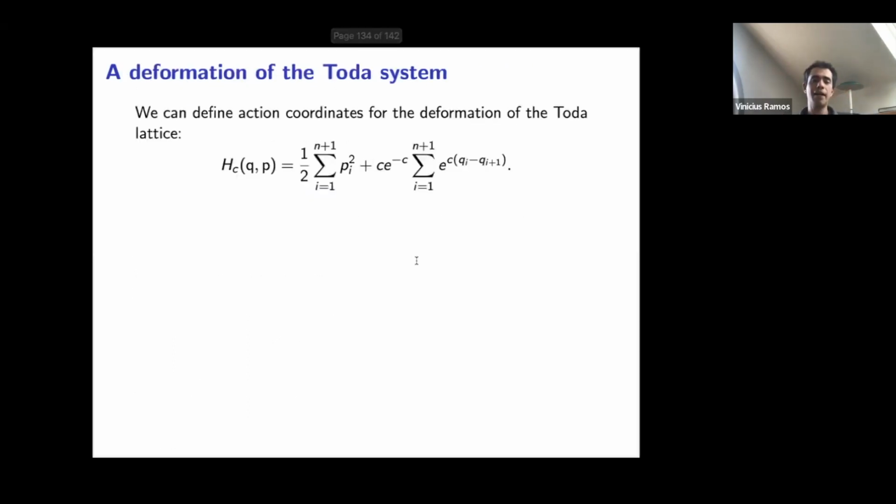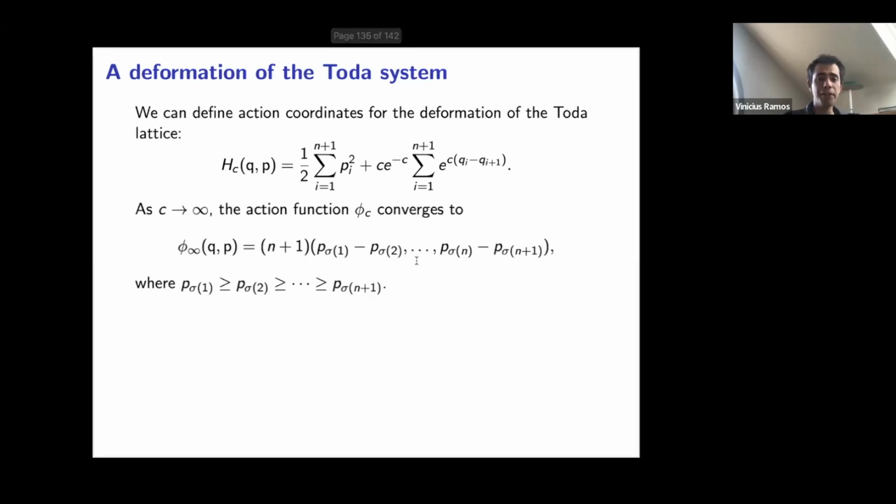Finally, what we need to do now is to do that for the deformation of the Toda lattice. That was the action angle coordinates for the Toda lattice. Now you deform the Toda lattice using this parameter C, and then you can look at the action function. If you remember the matrix L, it had B's along the diagonal and a bunch of other A's. As C goes to infinity, all these A's are going to go to 0, and we're going to have a diagonal matrix. And the eigenvalues are just going to be the coordinates of P.